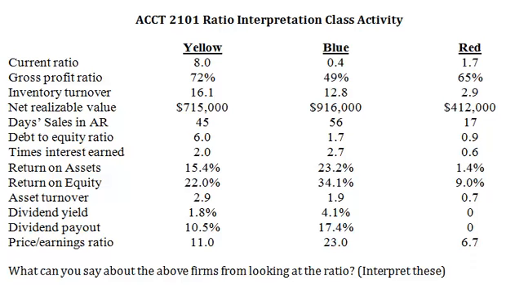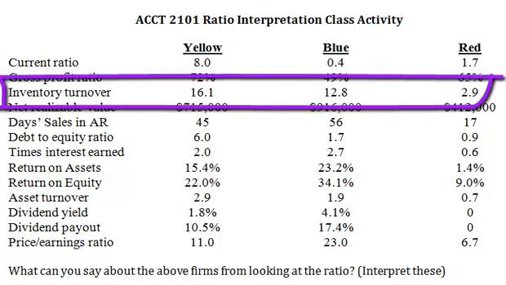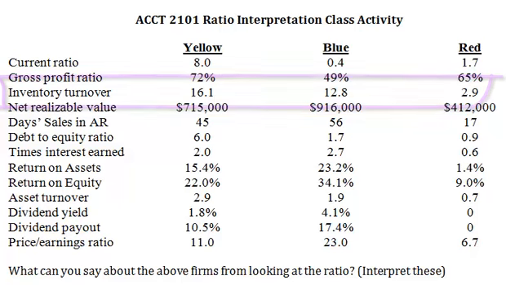Inventory turnover, that's a measure of how quickly on average you sell your inventory. So a higher number is faster. And blue looks very close to once a month, 12 turns being once a month. Red is very slow, only 3 turns a year. That's on average every 4 months. And yellow is even faster than blue and red, selling 16 times.